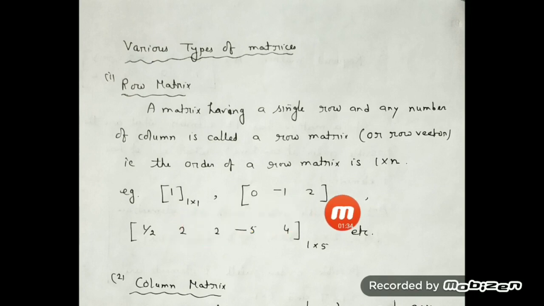Now go to this example. This has only one horizontal line. But how many vertical lines are there? 1, 2, 3. So this is a row matrix, and its order is 1 by 3. In a similar way, here there is one horizontal line, and these are the vertical lines: 1, 2, 3, 4, 5. So the order of the matrix is 1 by 5, and all these are row matrices.